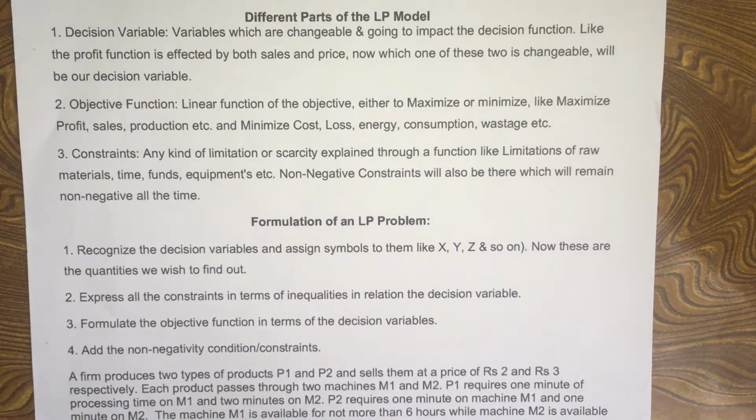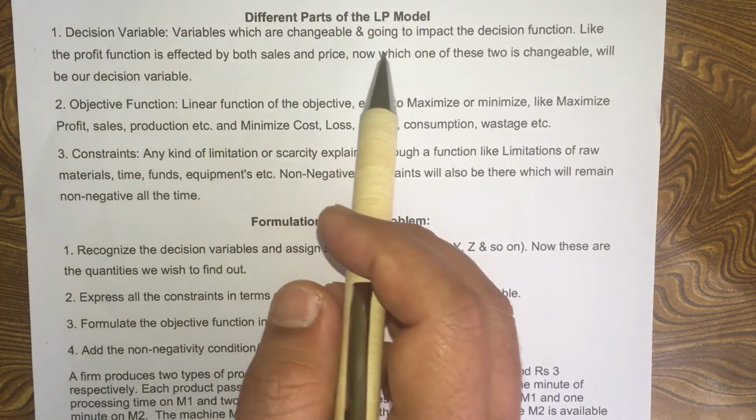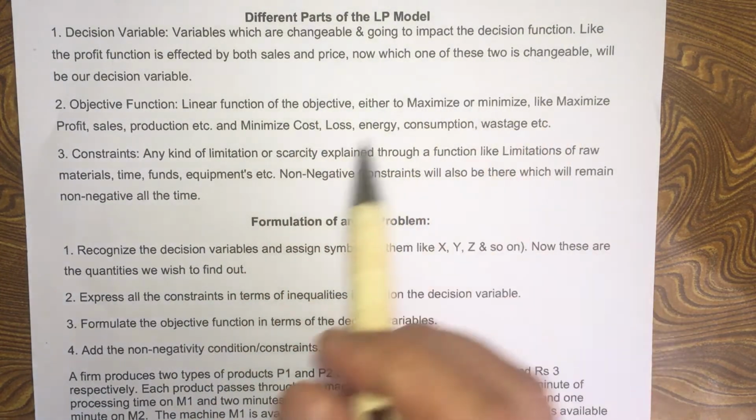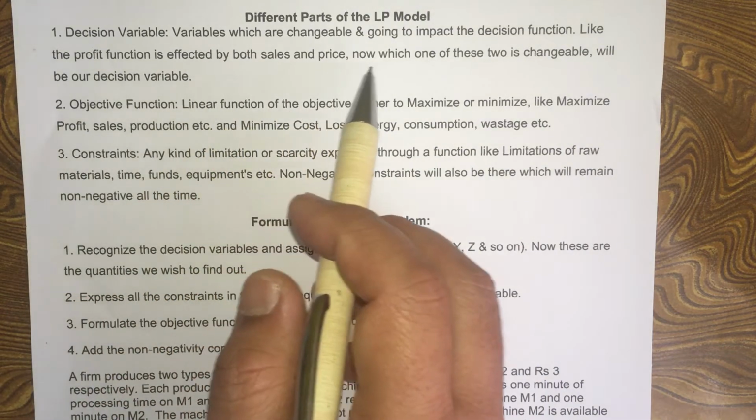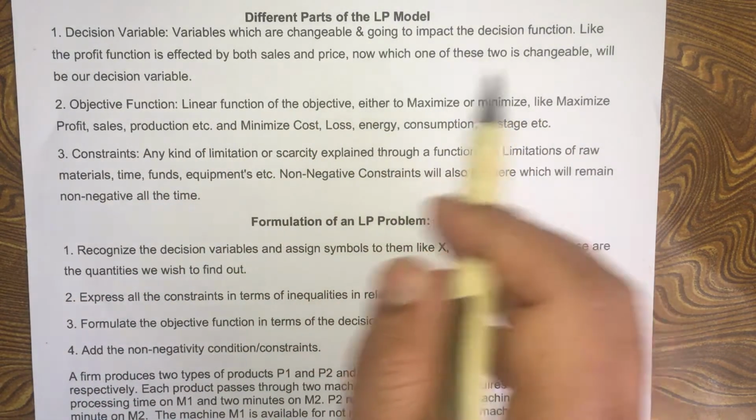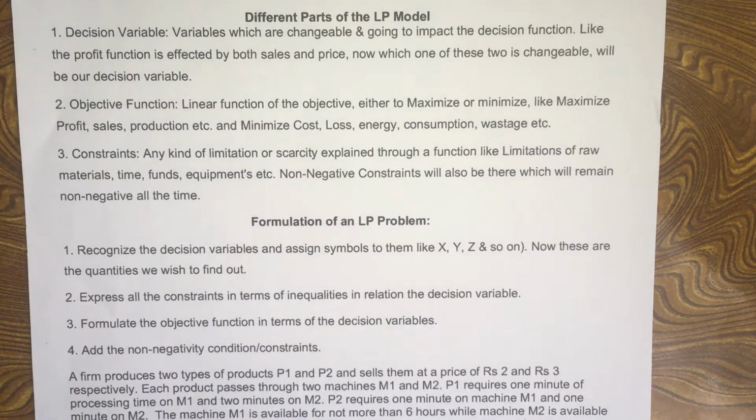Number one is the decision variables. Variables which are changeable and going to impact the decision function. Like the profit function is affected by both sales and price. Which of these two is changeable will be our decision variables. So first, the linear programming model has decision variables. Decision variables are those whose values are going to impact the objective function.